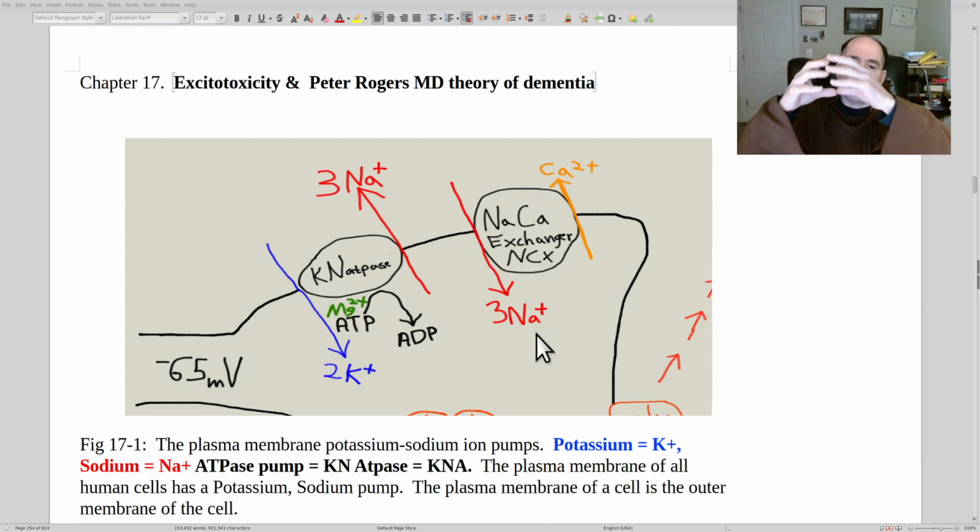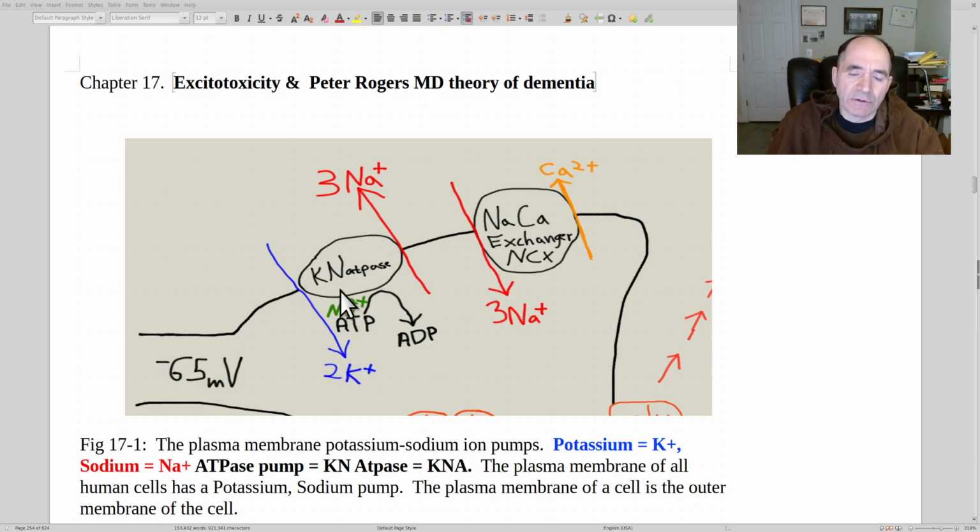And that desire of sodium to come into the cell is then coupled to doing other types of work. It'll be coupled to pumping calcium out of the cell. So this pump right here is called the NaCa exchanger. Na for sodium, Ca for calcium. It's a lot of times abbreviated NCX.